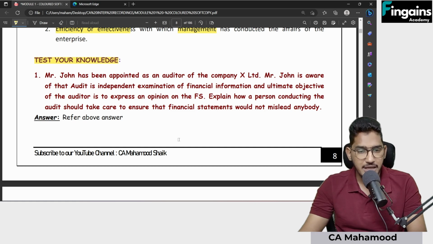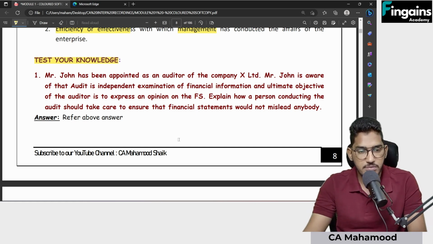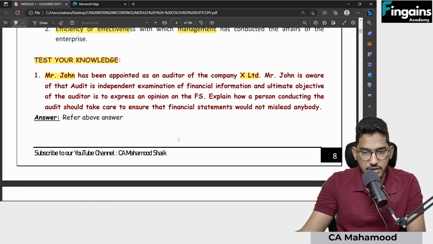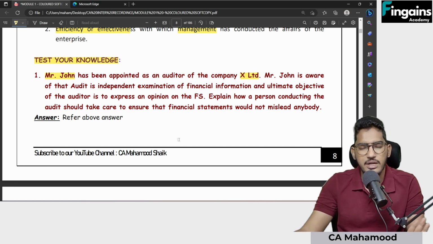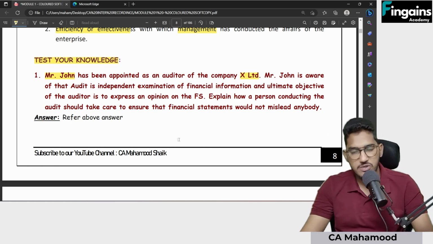Mr. John has been appointed as a statutory auditor of the company X Limited. So and so person, Mr. John, is an auditor. He is conducting the audit of the company X Limited. Mr. John is aware that audit is independent examination of financial information, and the ultimate objective of the auditor is to express his opinion on the financial statements. And this auditor is very well aware that he is required to examine the financial statements, and ultimately he has to express an opinion whether the financial statements are giving a true and fair view or not.